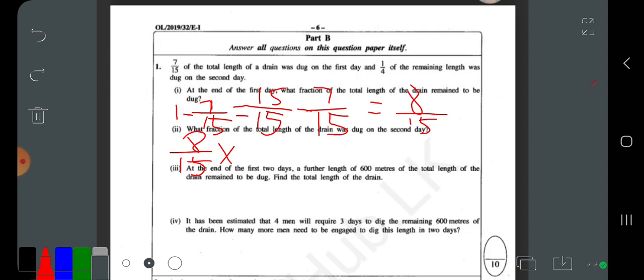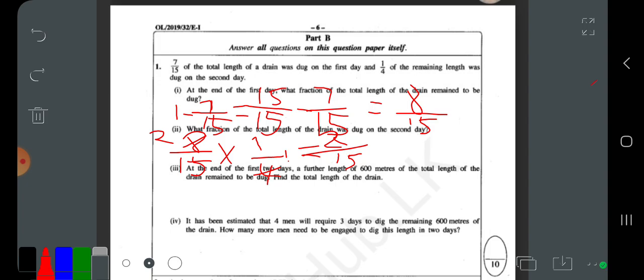Of means multiply by 1/4. Okay children, right, we can cut this 4 one time, we can cut this 8 for 2 times, and 2 ones are 2, 15 ones are 15. So 2/15 only they dug on the second day.